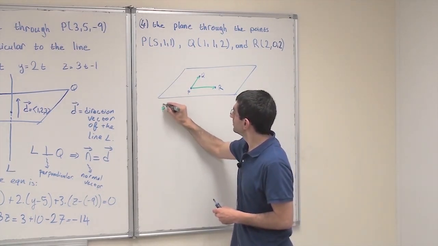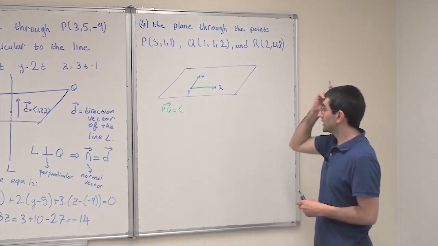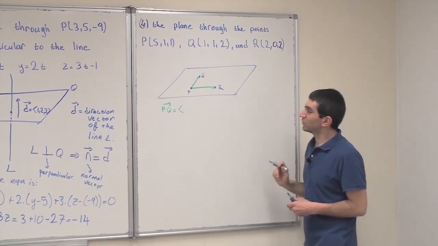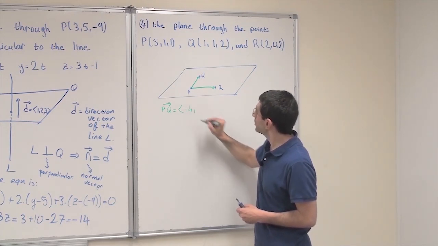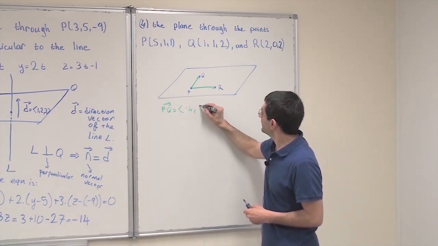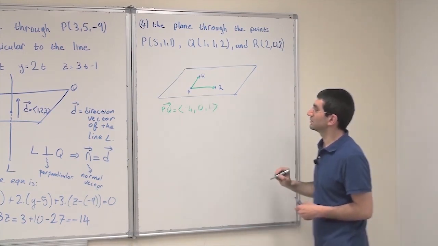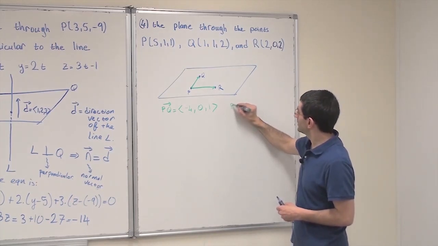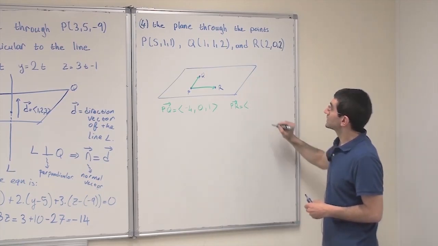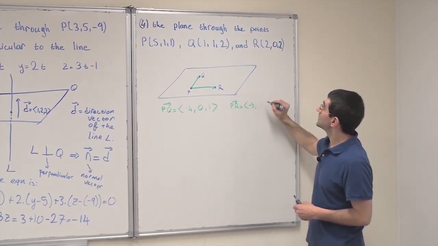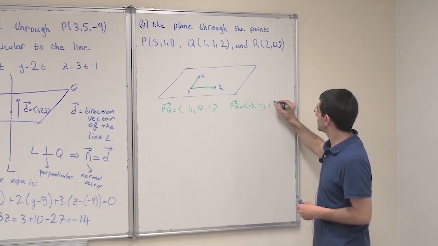So we have the vector PQ. Using the coordinates of the points, I can find the components of this vector. It is 1 minus 5, negative 4, then 1 minus 1, which is 0, and 2 minus 1, 1. That's our vector PQ. And our vector PR will be 2 minus 5, negative 3, 0 minus 1, negative 1, and 2 minus 1, which is 1.